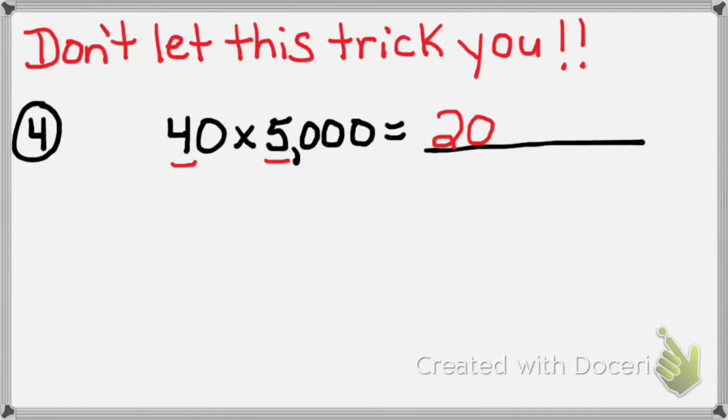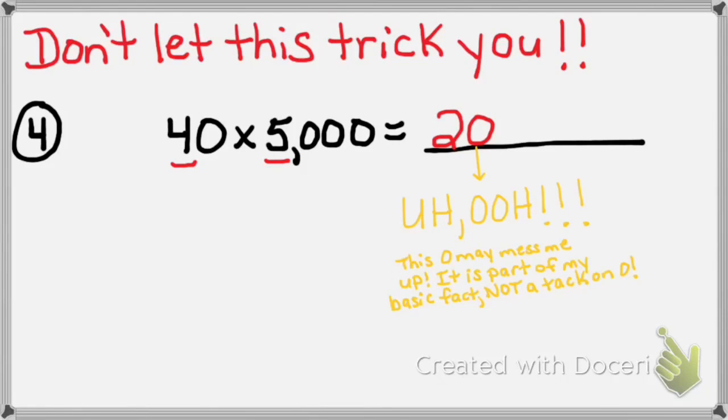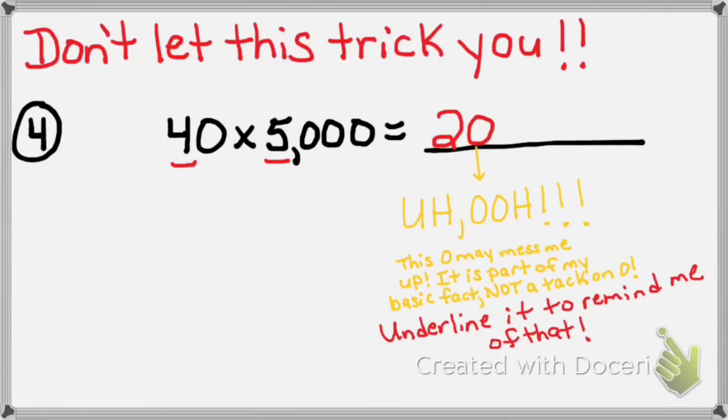But anytime your basic fact ends in a 0, you have to stop and say, uh-oh, there's a tricky 0, because that 0 could trick you. We're not going to let that happen. And why do we say, uh-oh, there's a tricky 0? Because this 0 could mess me up. It's part of my basic fact. It's not a tack-on 0, and I have to remember that. So what do I do to help me remember that? I underline it to remind me of that. So I'll underline my 0.